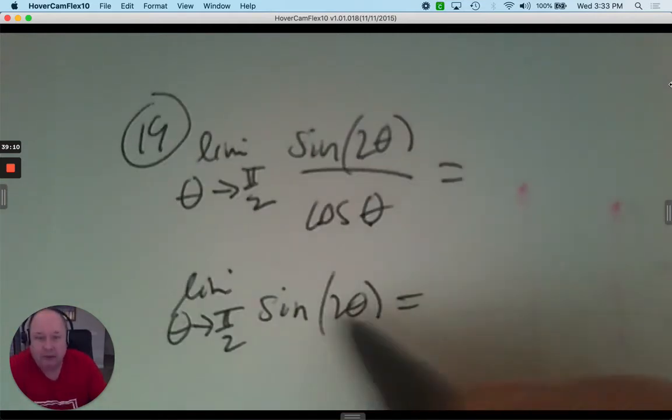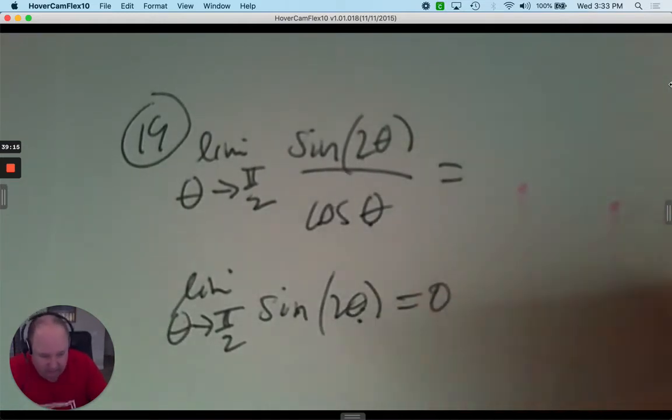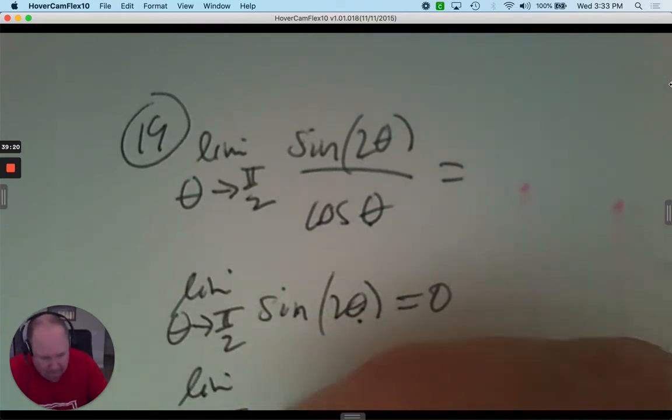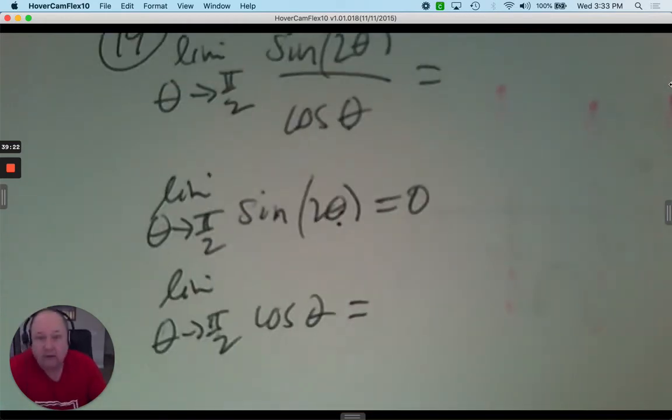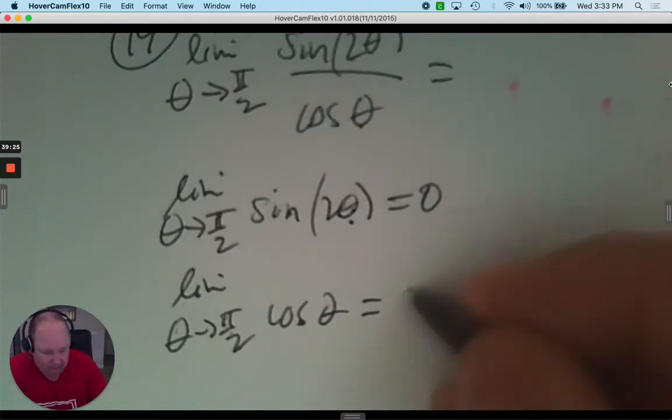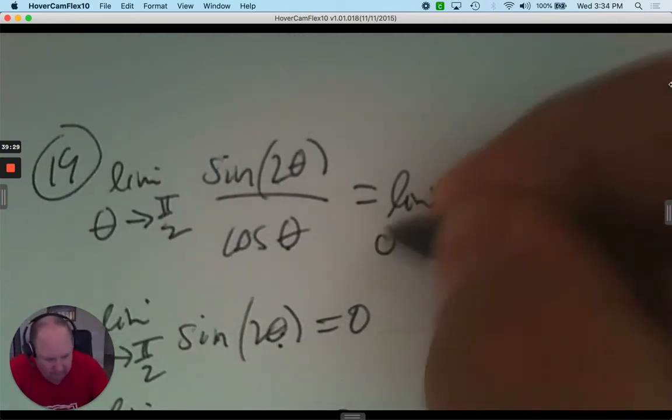So if I plug in pi over 2, the 2's divide out. So it's just the value of sine at pi, which is the y-coordinate, which is 0. And then as it approaches pi over 2 in the denominator, that's at the top of the unit circle. The x value there is also 0. So it's indeterminate. So it is L'Hôpital's rule.